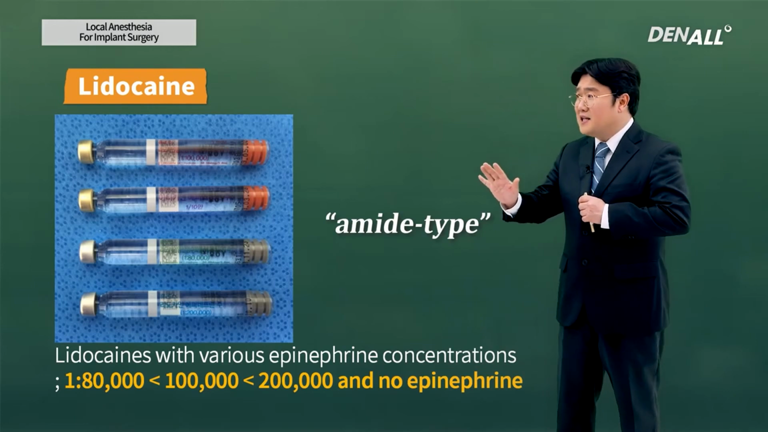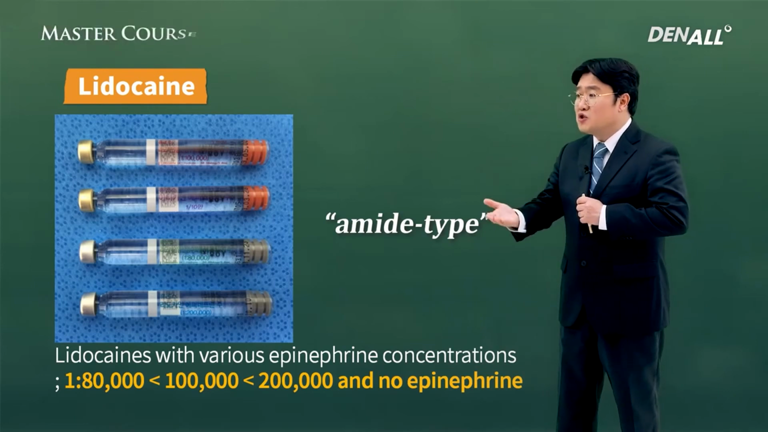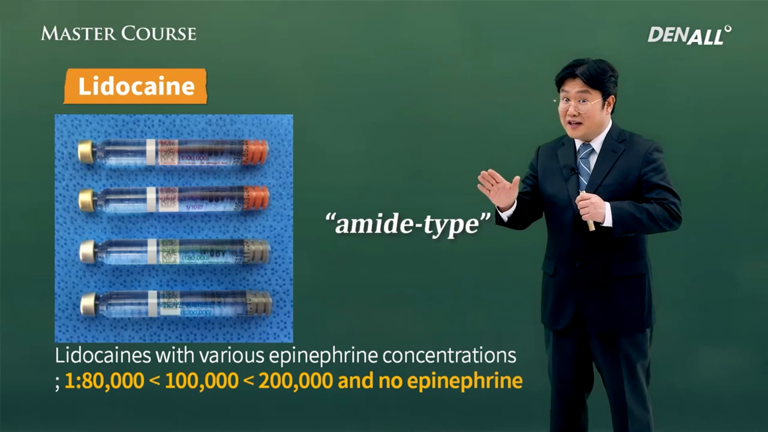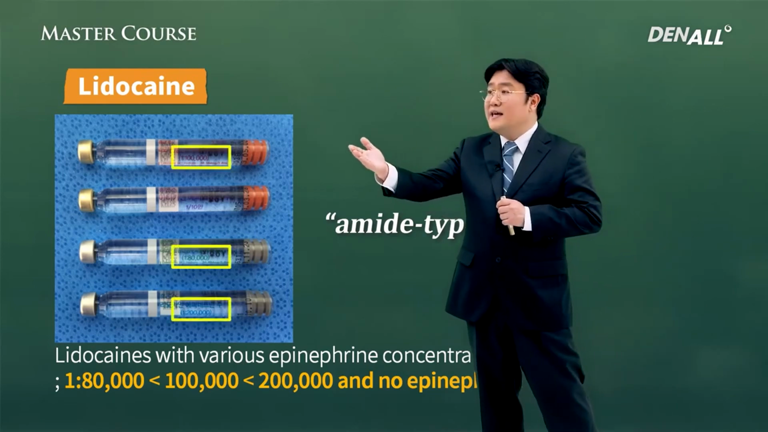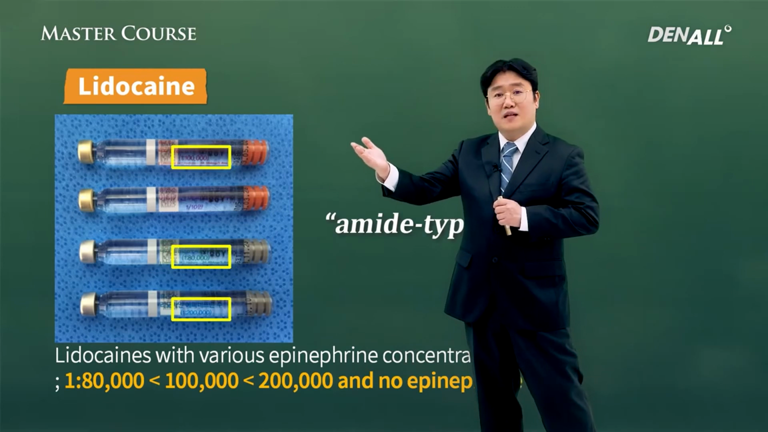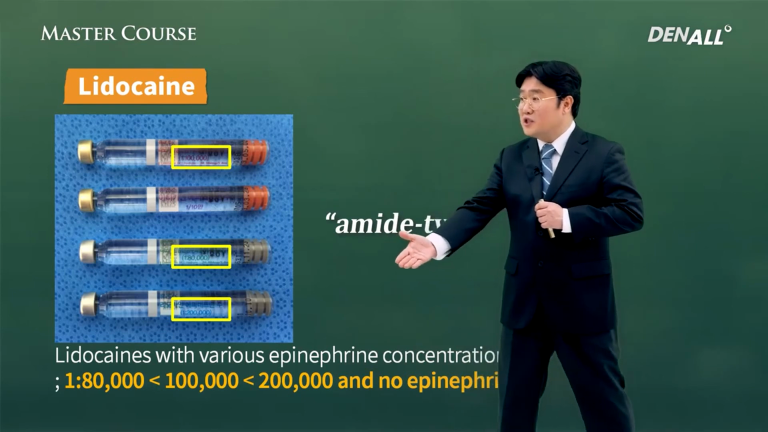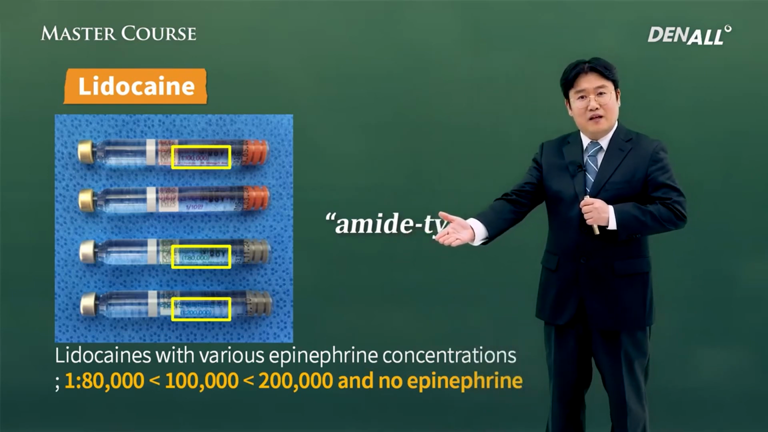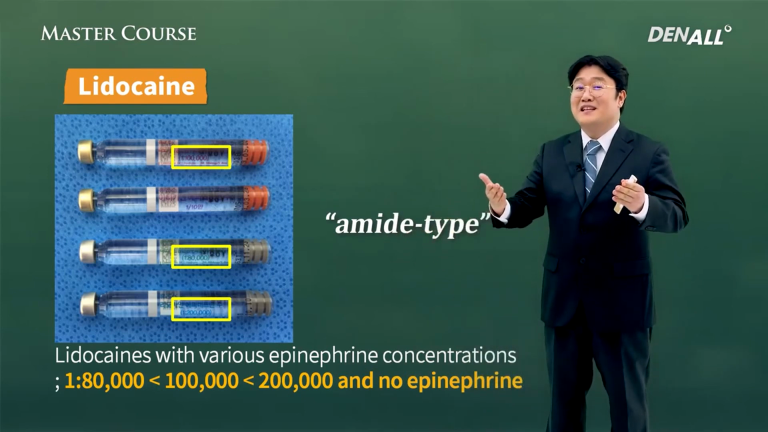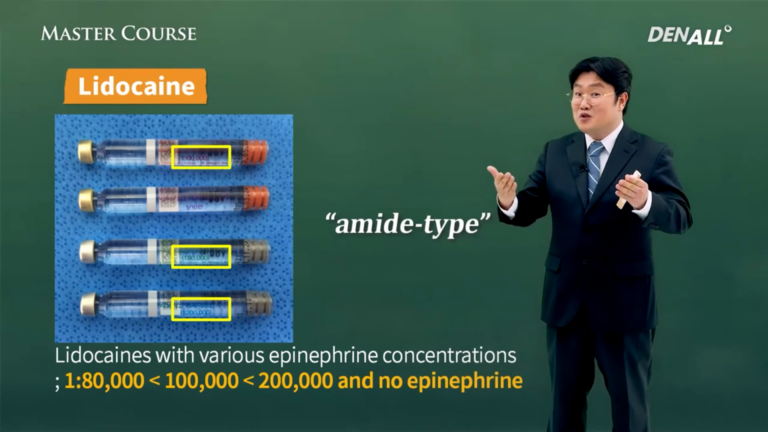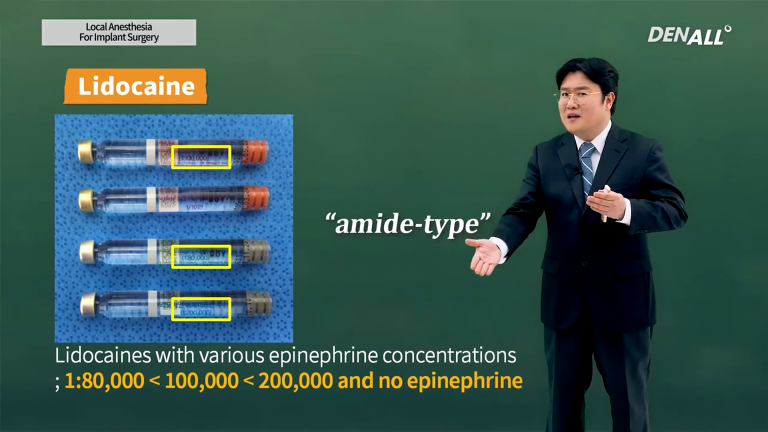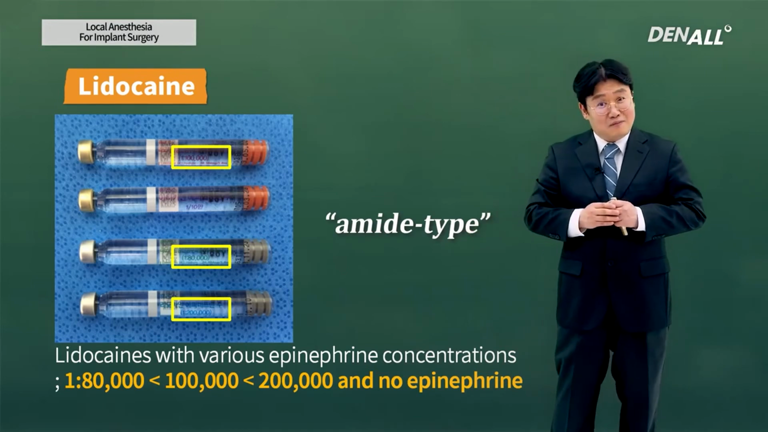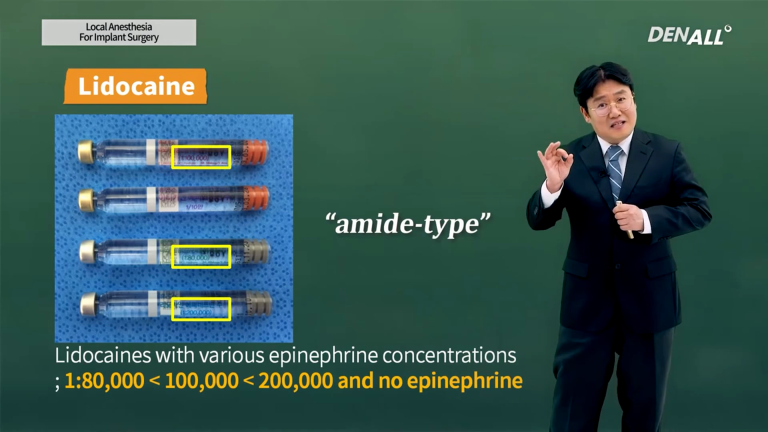Therefore, lidocaine is used with the vasoconstrictor epinephrine. 1 to 100,000 epinephrine concentration is most widely used, but if you look at the product, 1 to 80,000. Higher concentration epinephrine is also used, primarily for dermal injection. And 1 to 200,000 epinephrine is also used.